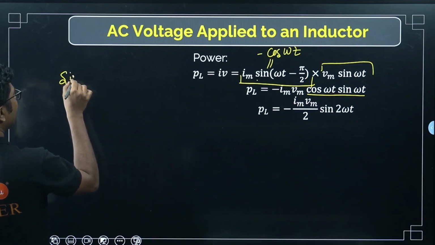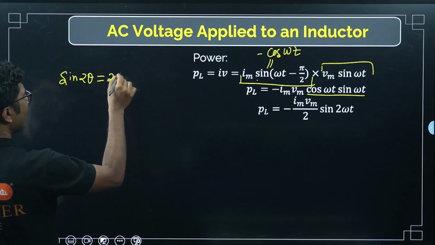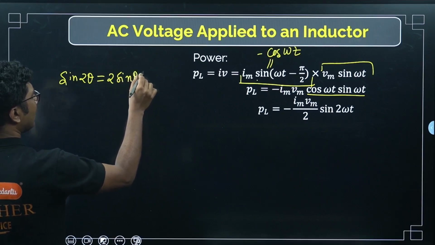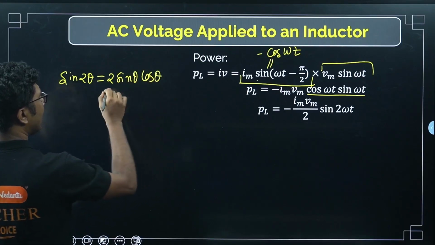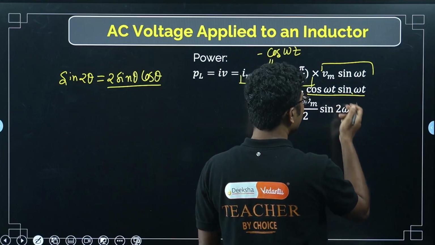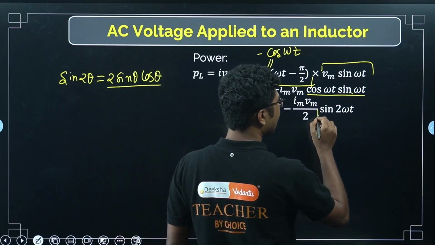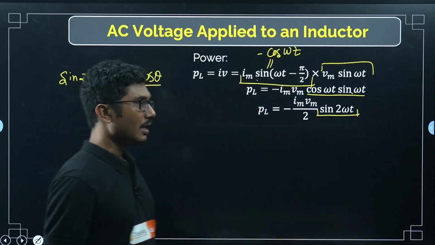So what is sin 2 theta? If you remember the formula, sin 2 theta is 2 sin theta cos theta, right? The same thing we have done here, it was sin theta cos theta. So we have to divide by 2 and write this as sin 2 omega t, right?